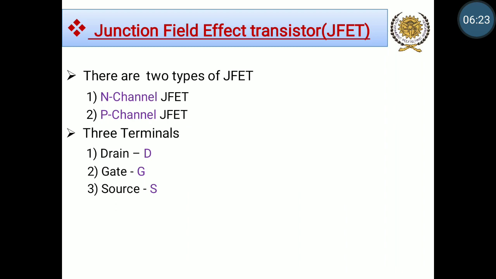Now let us discuss the first type, that is JFET, junction field effect transistor. There are two types of JFET as we saw earlier. First is N channel JFET and second is P channel JFET. It also has three terminals: drain terminal denoted by letter D, gate terminal denoted by letter G, and the third one is source terminal denoted by letter S.